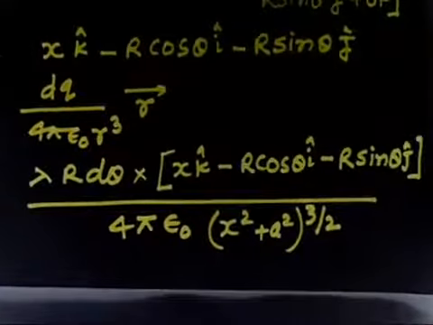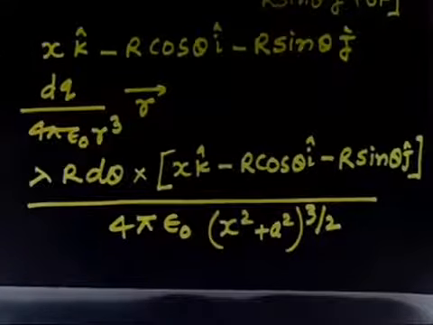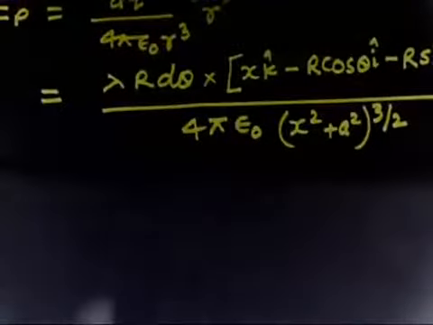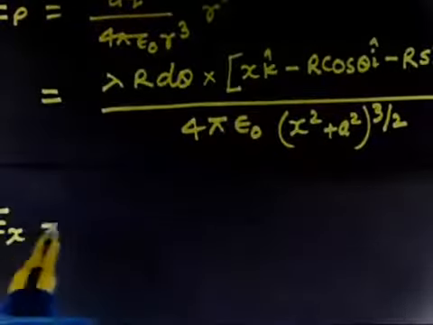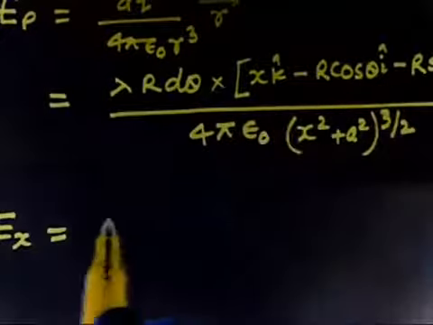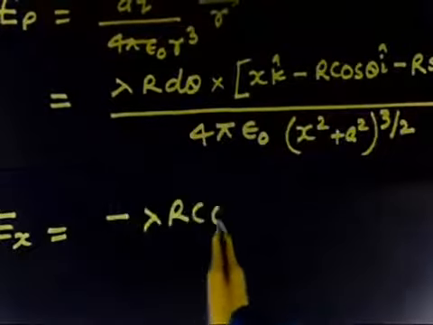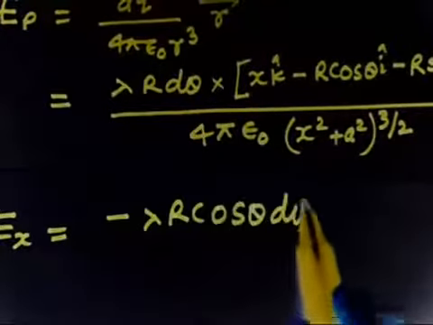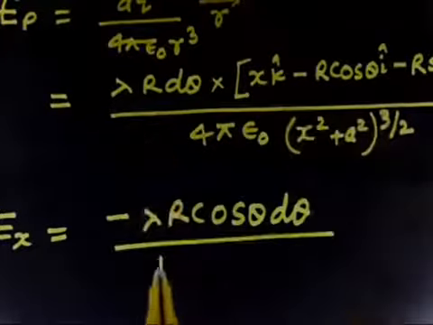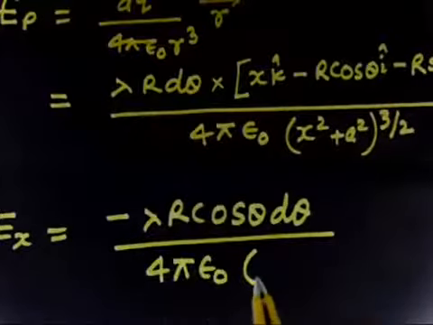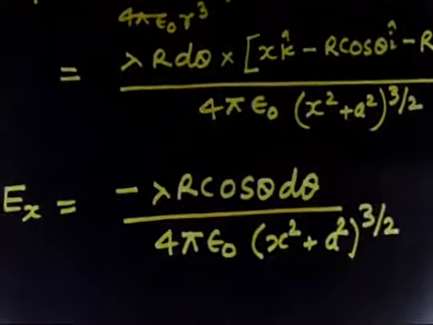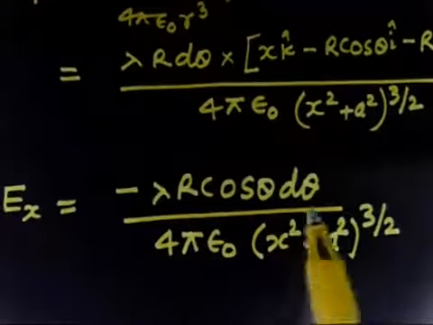So copy this one and we'll discuss the next. So let us say x component of electric field I will have. So this is r cos theta i, so minus lambda r cos theta d theta. I am taking only x component, so r cos theta will come here. This divided by 4 pi epsilon naught x square plus a square raised to the power 3 by 2. x and a are constant, this is not variable, only theta is variable.